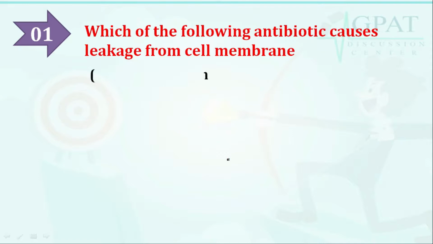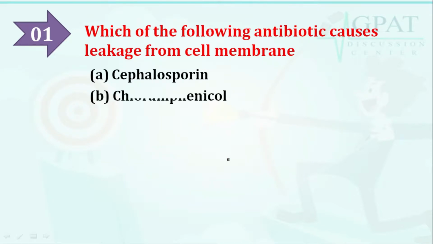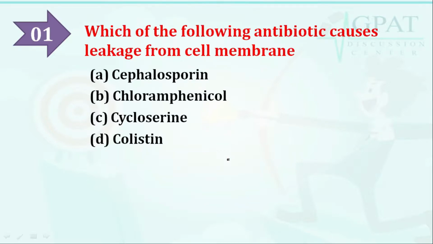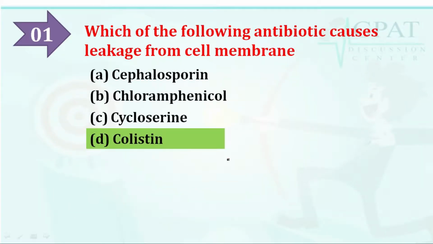The options are: option A is cephalosporin, option B is chloramphenicol, option C is cycloserine, and option D is colistin. Which of the following antibiotics causes leakage from the cell membrane? And the correct answer is colistin. Colistin is the antibiotic which causes leakage from the cell membrane.